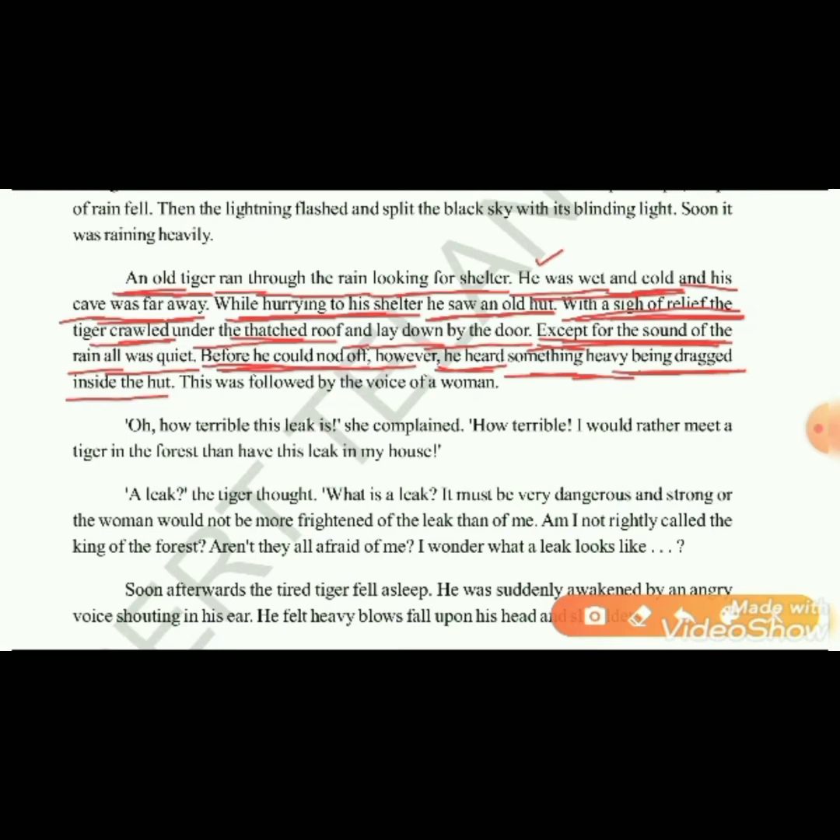Please, children, this is also a two-part lesson, as The Dear Departed is segmented into two parts. Even The Brave Potter contains part 1 and part 2. We are in part 1 now. So the tiger heard two things. What was that? He heard something heavy being dragged inside the hut. This was followed by the voice of a woman. So the tiger heard two things: something being dragged into the hut and the voice of the woman.